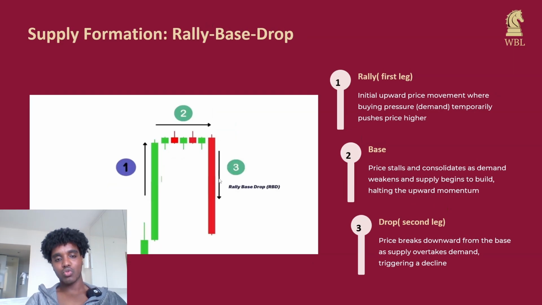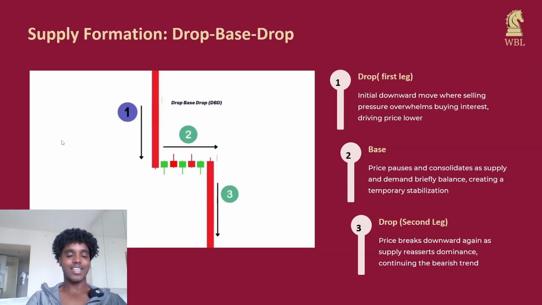And for supply, we also have two formations. The first type of formation is called the rally, basing candles, and the drop. Here the buyers take over, followed by a period of balance, and then the sellers take over again. Of course, they can't sell everything at once, so they will leave some unfilled orders right here. The next time price comes back in this zone, they will fill their unfilled orders and price will bounce from that level. And the last type of demand formation that we can have is the drop base drop.